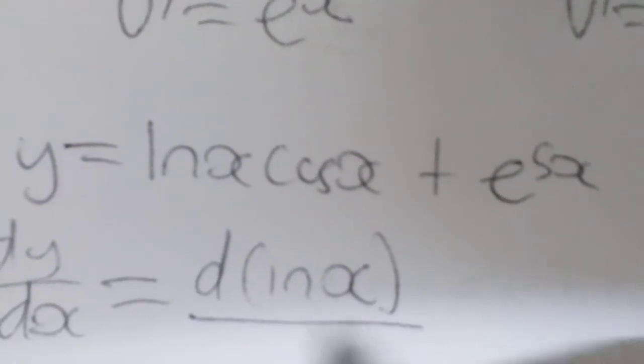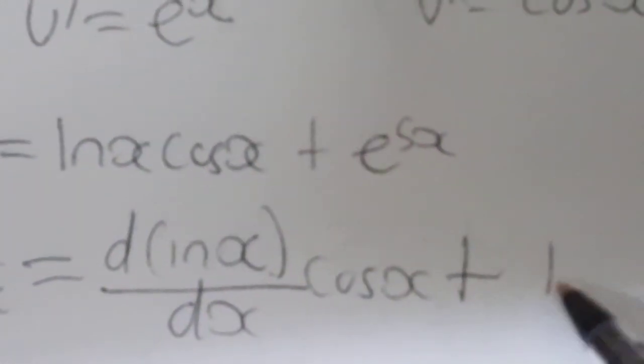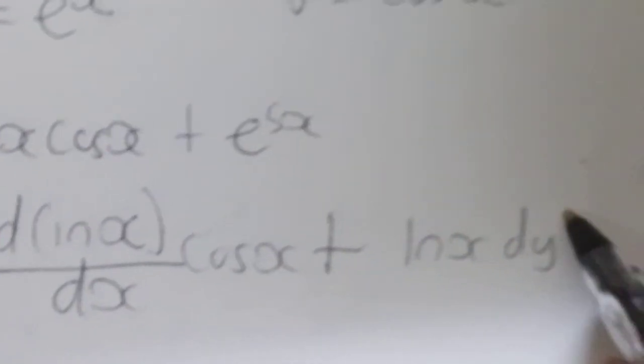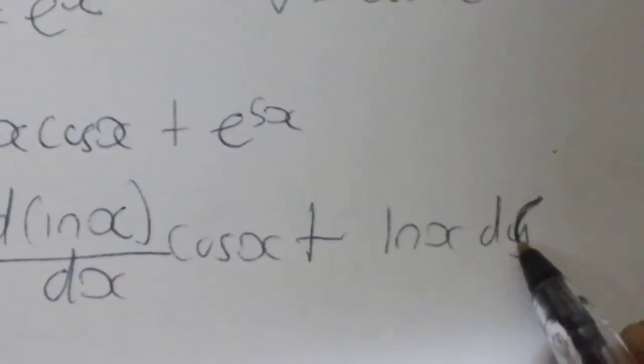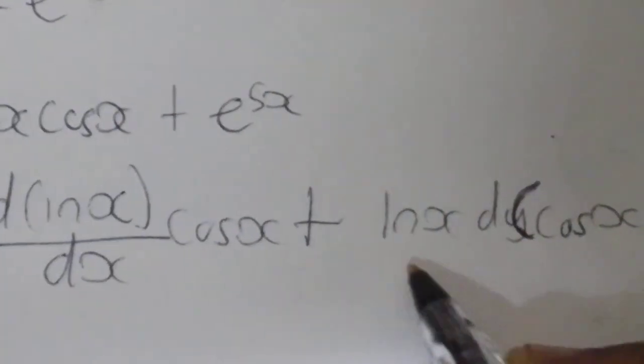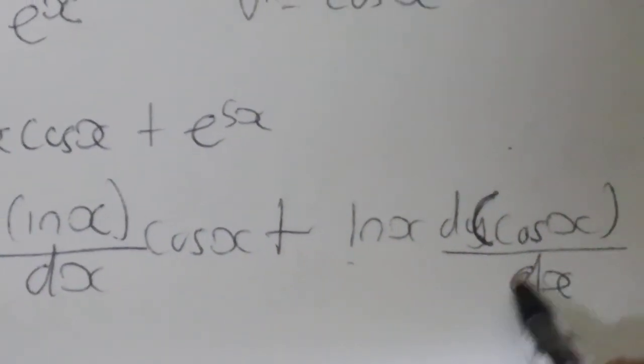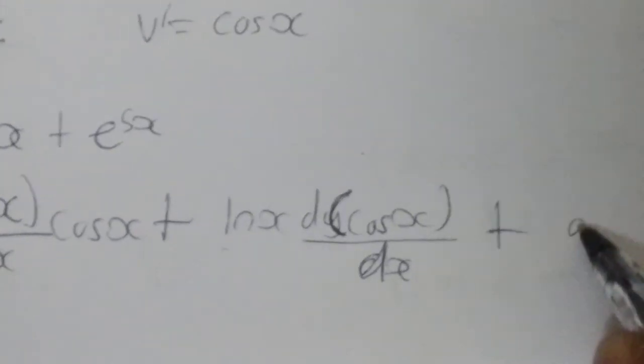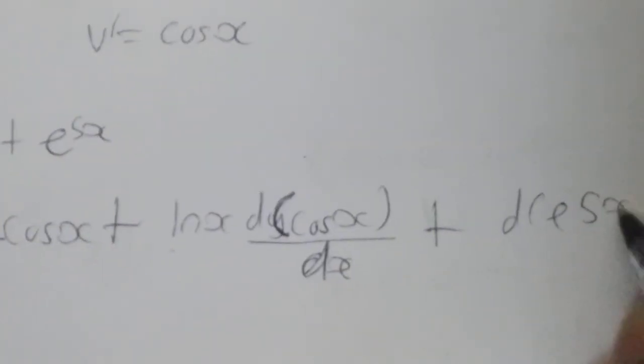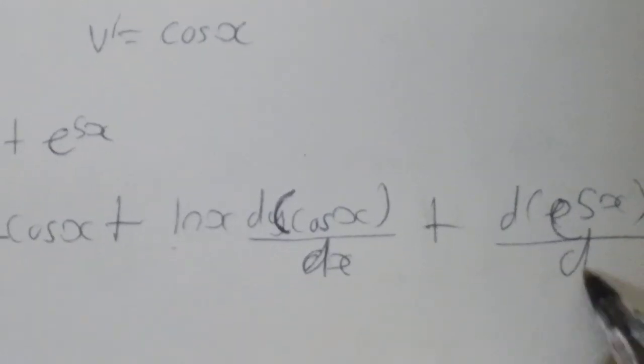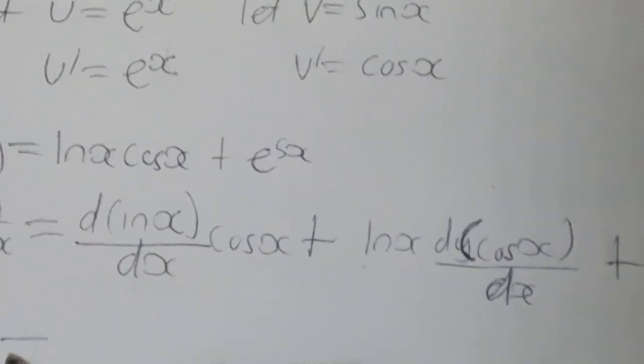So dy over dx is equal to. We'll first start by differentiating this one. So it will be d(ln x) over dx times cos x plus, this time we would leave this one the way it is, so it will be ln x times d(cos x) over dx, then plus d(e^5x) over dx. So even this one, you're differentiating it alone. Then you just go now to the final answer.